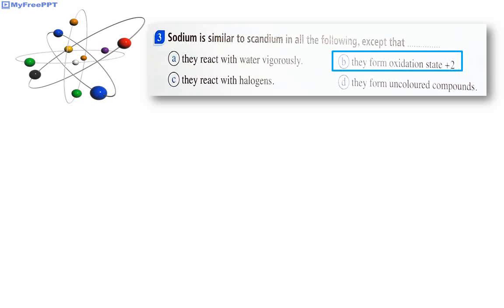Scandium is different from this. Sodium is similar to scandium in all of the following except this. Sodium loses only one electron from its outermost energy level, so it makes oxidation state plus 1, not oxidation state plus 2. So they are different in this point only.